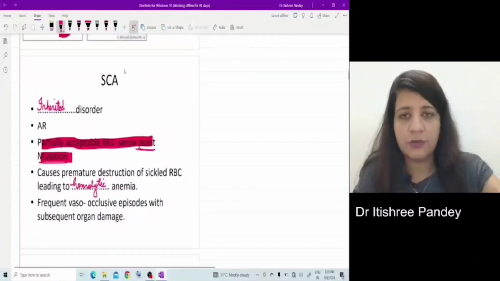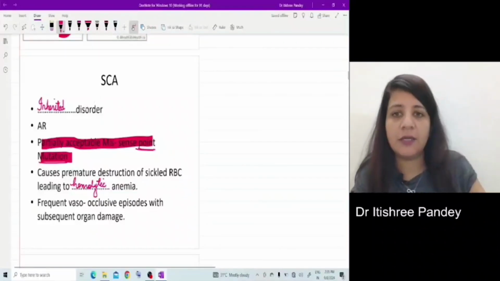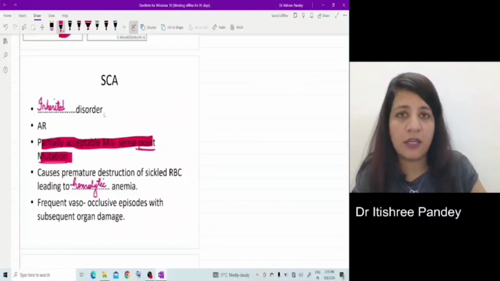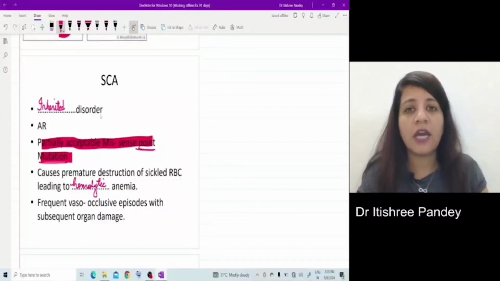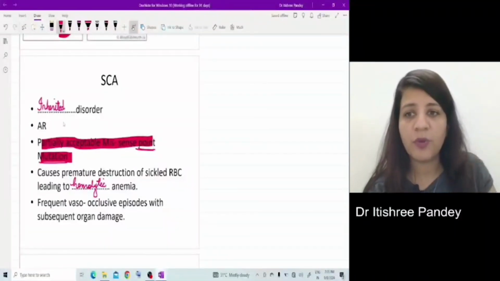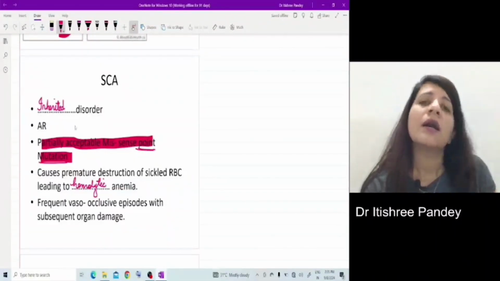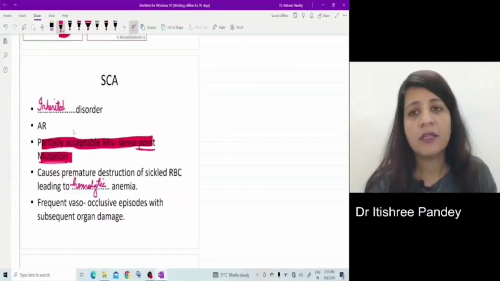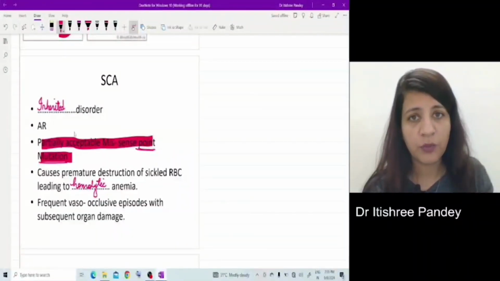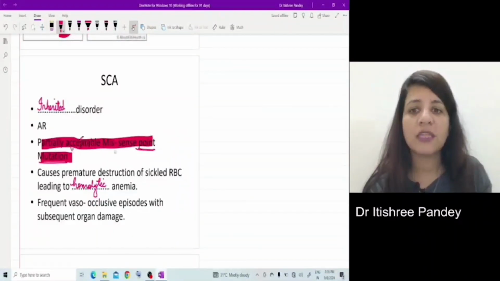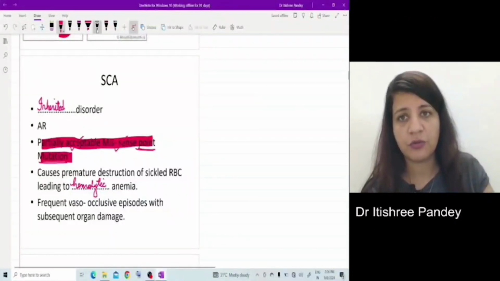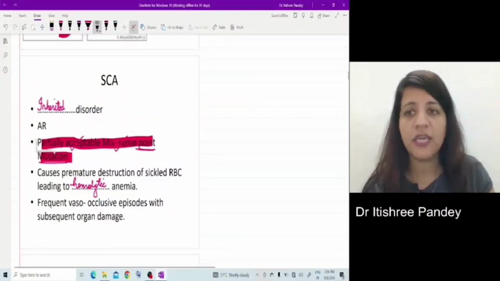Now let us look into sickle cell anemia in detail. As I said earlier, it is an inherited disorder and the kind of inheritance is autosomal recessive. The reason behind it is a mutation, and the kind of mutation is a point mutation, which is a partially acceptable missense mutation.